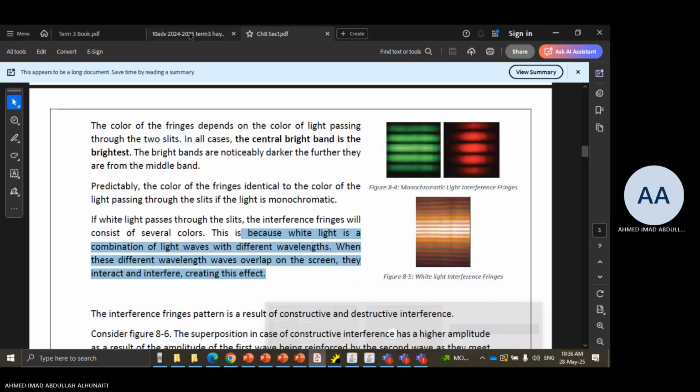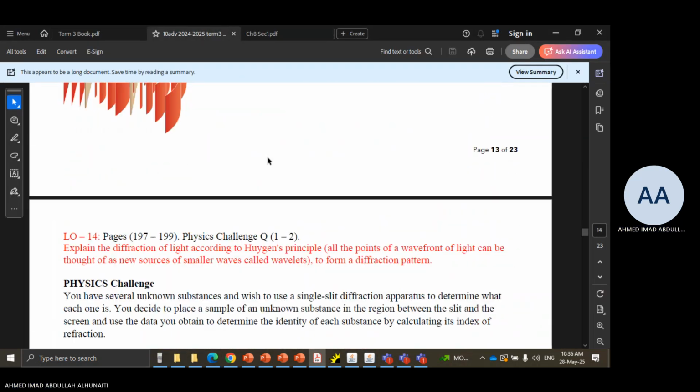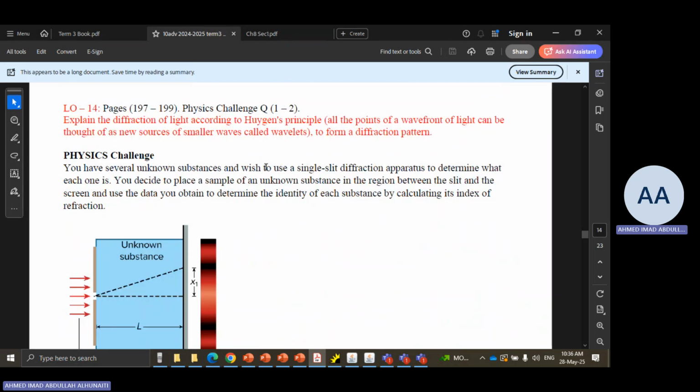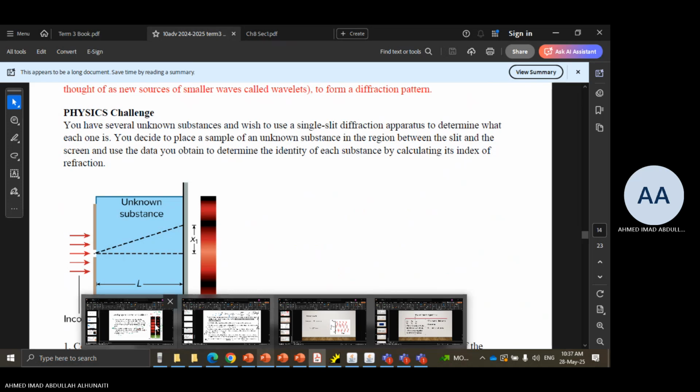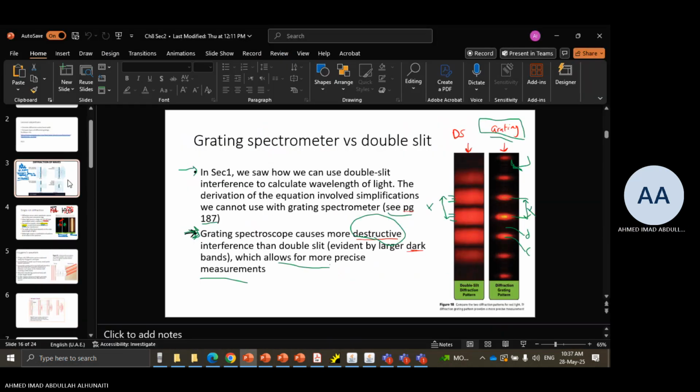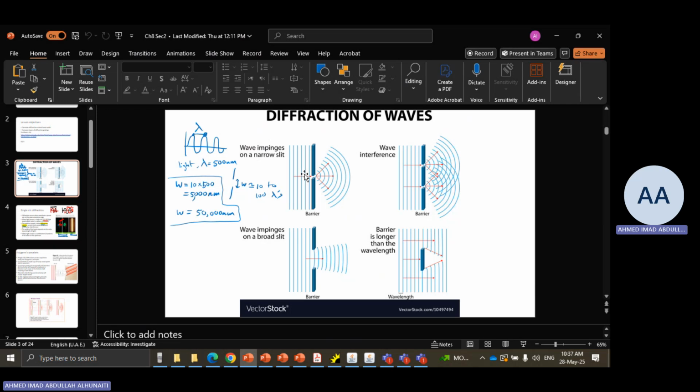Where were we? We were here. Question 14. Explain diffraction of light according to Huygens' principle. All the points of a wave front of light can be thought of as new sources of smaller waves. So diffraction is the spreading of light or a wave. Here we have a wave passing through a narrow opening. It starts to spread. Of course, this effect depends on many factors, one of them being how wide the opening is and the geometry involved.